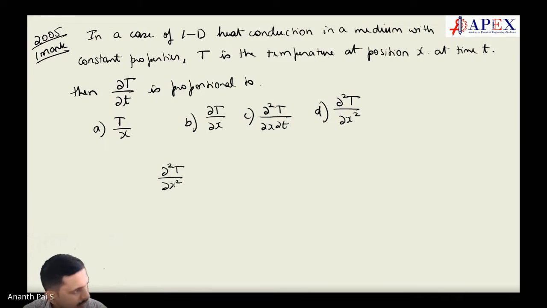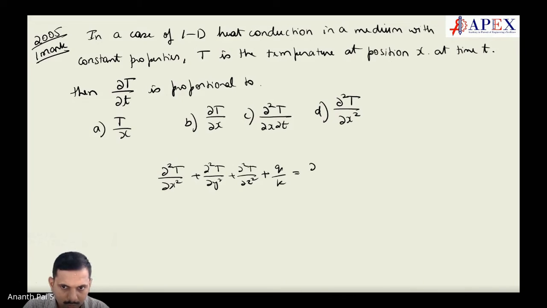Dou square T by dou x square plus dou square T by dou y square plus dou square T by dou z square plus q by k is equal to 1 by alpha dou T by dou t. Now we have asked this particular thing, and this is 0 because it's one dimensional, so it is proportional to this, right?